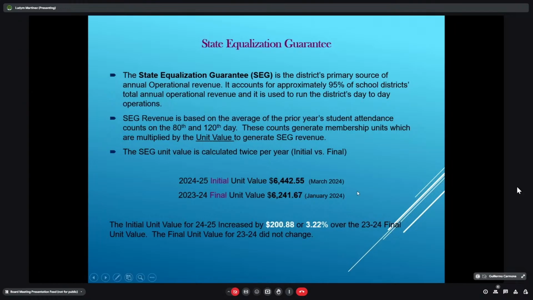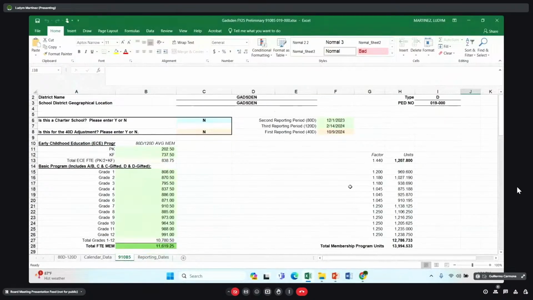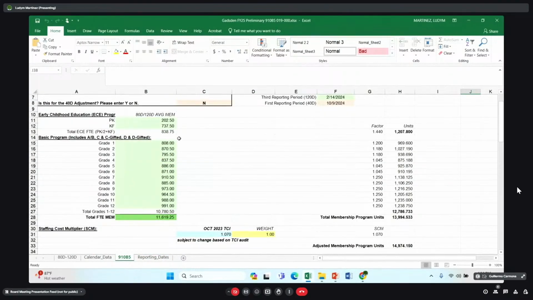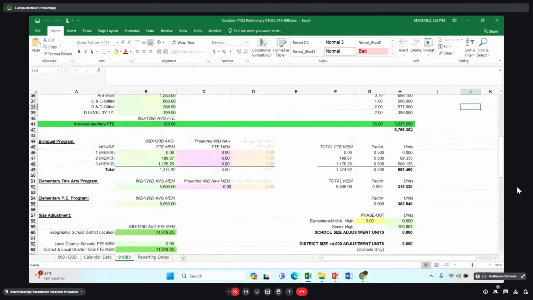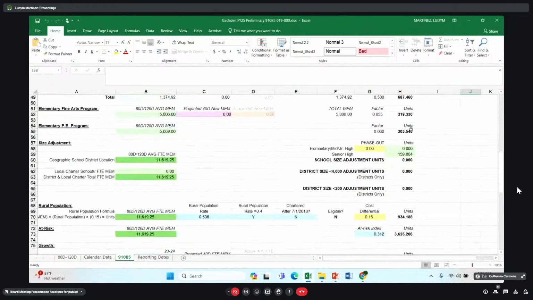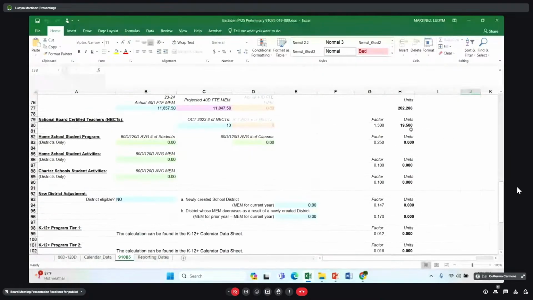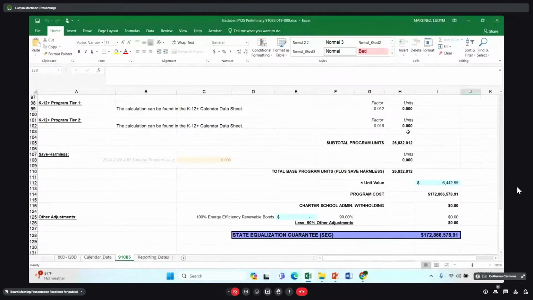I'm going to bring up the 910B5, which is how the revenue is calculated, just to kind of show how it works. You can see that here's the average of the 80th and 120th. And here along the side, you can see that there's a calculation of units. So you have bilingual, elementary fine arts, PE, at-risk growth. And down here, you have the total number of units, and that is multiplied times the unit value to arrive at your SEG dollars.